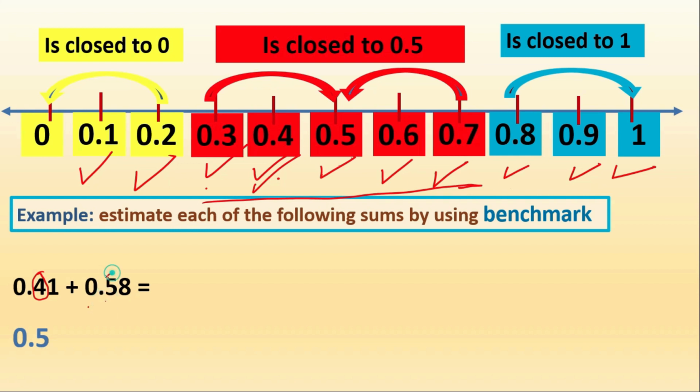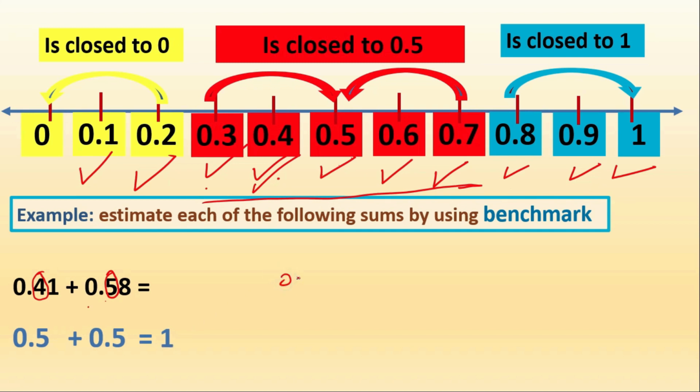Okay, the next number, 0.58. Look at the 10th digit. 10th is 5, so still 5 because 0.5 is already a benchmark. Okay, let it be the same, 0.5, without a change. Then add: 0.5 plus 0.5 equals 1. Why 1? Do you know why 0.5 plus 0.5 equals 1?